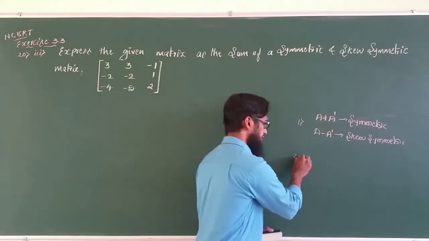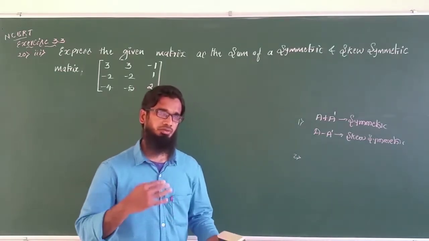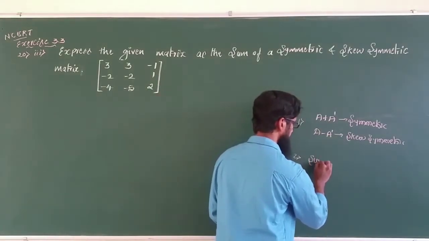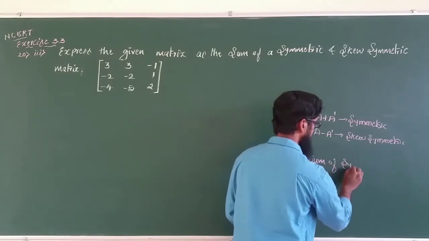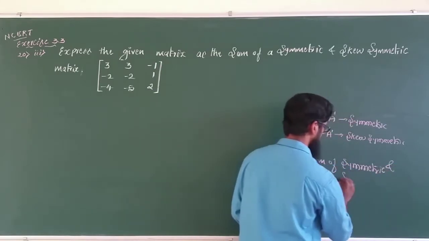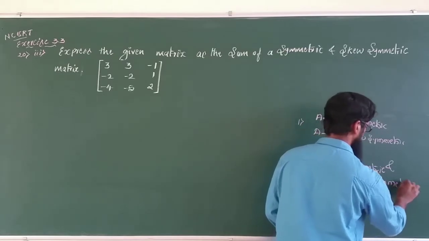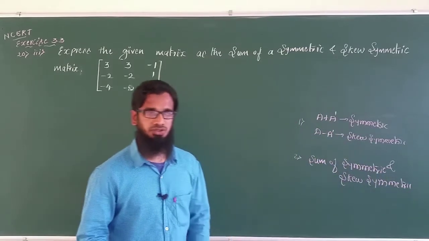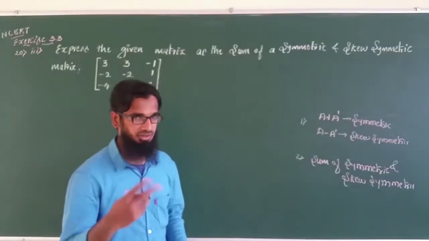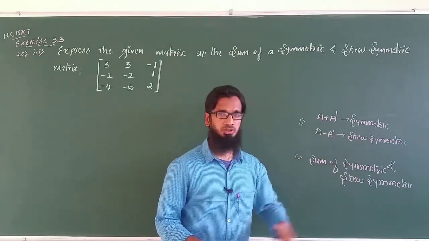The second theorem states that any square matrix can be expressed as a sum of a symmetric and a skew symmetric matrix. That is theorem 2, but theorem 1 is that A plus A transpose is symmetric and A minus A transpose is a skew symmetric matrix.